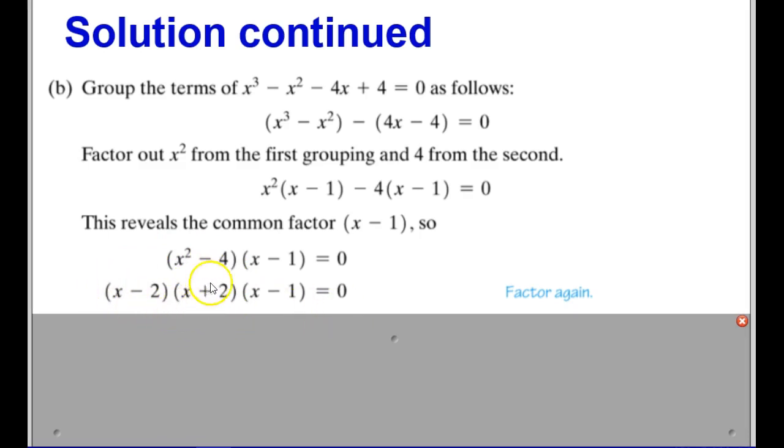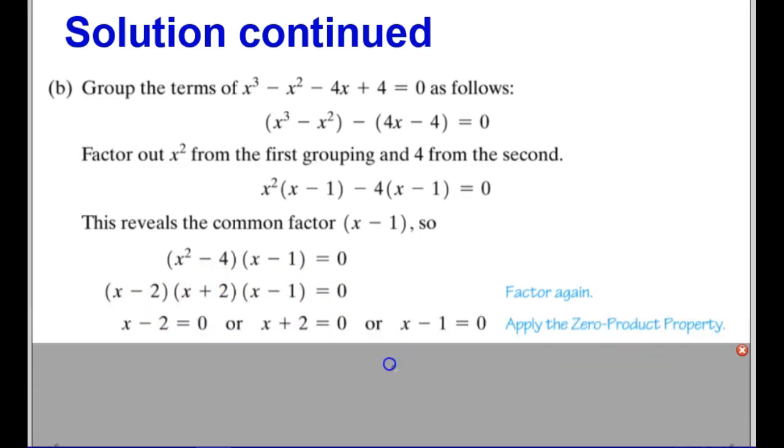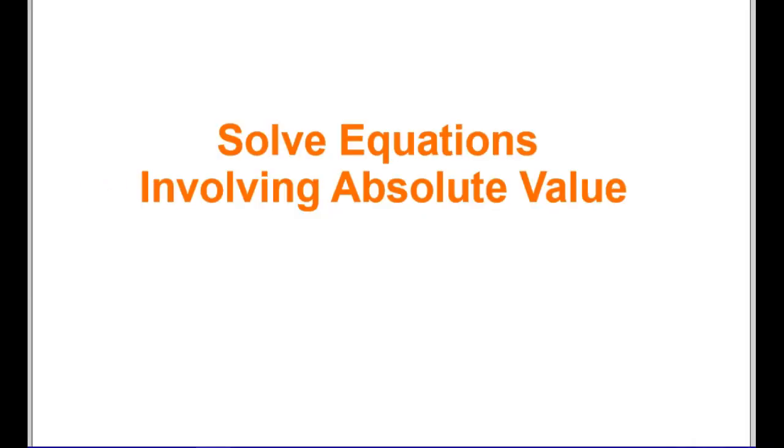Well, now that I just have everything as broken down as I can and equal to 0, I use my zero product property and set each piece equal to 0 and then solve for my x. So that's how we just do some factoring, just simple factoring and solving.